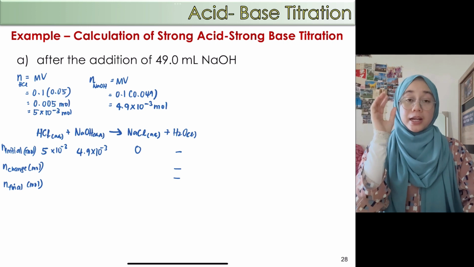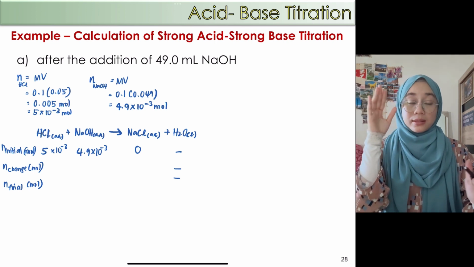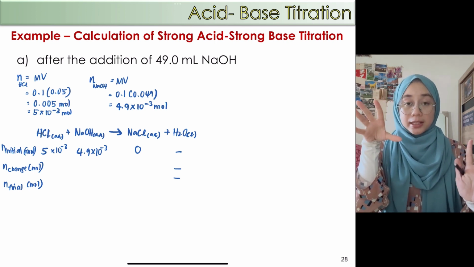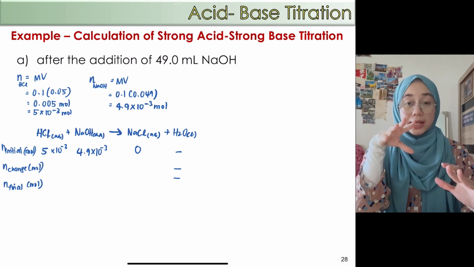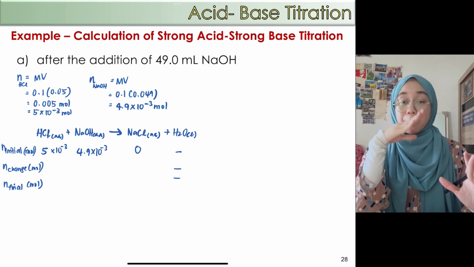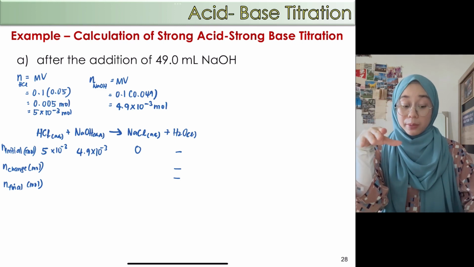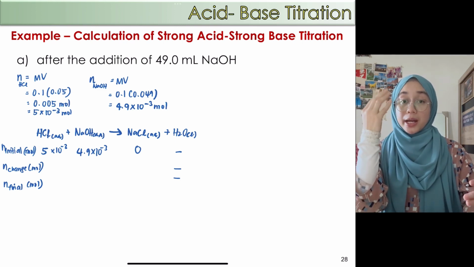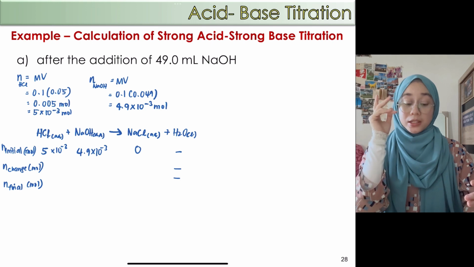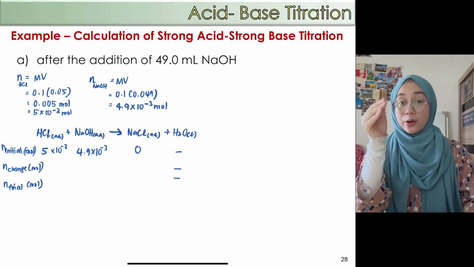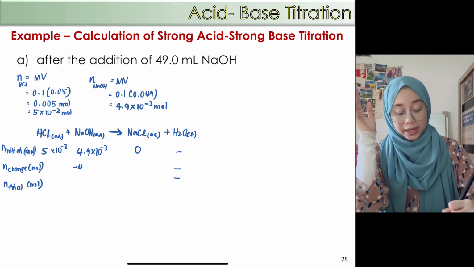Okay, alright. So since kita ada HCl dengan NaOH kat sini, they will react completely. So agak-agak yang mana yang akan habis terus kelas? So of course the limiting one akan habis. So macam mana kita nak tahu limiting kat sini? So kita ambil je the one that has the lower number of mole. So yang the lower number of mole kat sini adalah NaOH kan? So basically dia akan hilang terus. So 4.9 exponent negative 3.